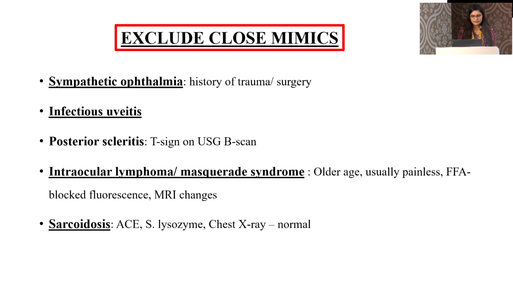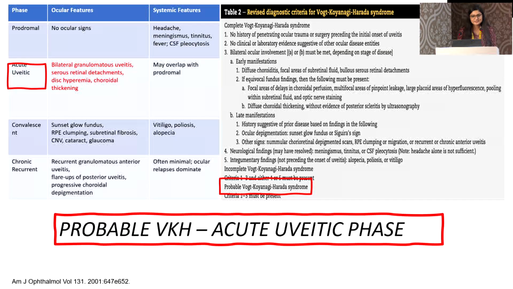The other mimicker is intraocular lymphoma or masquerade syndrome, but the presentation is usually in an older age group and usually painless, so that's also ruled out. And on serology, there was normal angiotensin converting enzyme, serum lysozyme, and chest X-ray, so sarcoidosis was out of the picture. So we diagnosed the case as probable VKH in the acute uveitic phase.